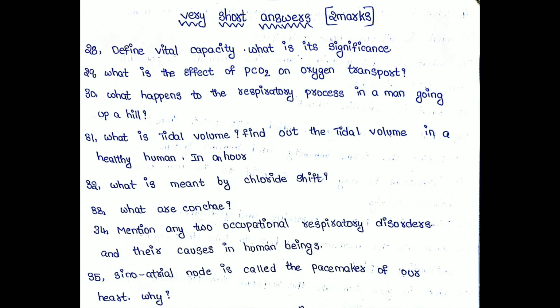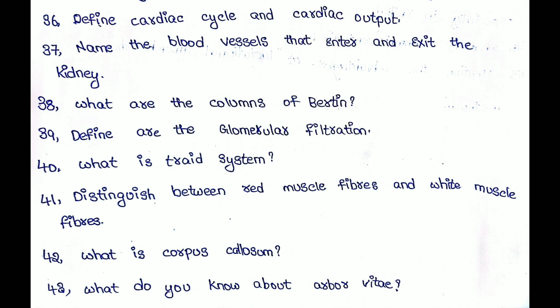What are conchae? Mention any 2 occupational respiratory disorders and their causes in human beings. Sinoatrial node is called the pacemaker of our heart. Why? Define cardiac cycle and cardiac output. Name the blood vessels that enter and exit the kidney. What are the columns of Bertin?